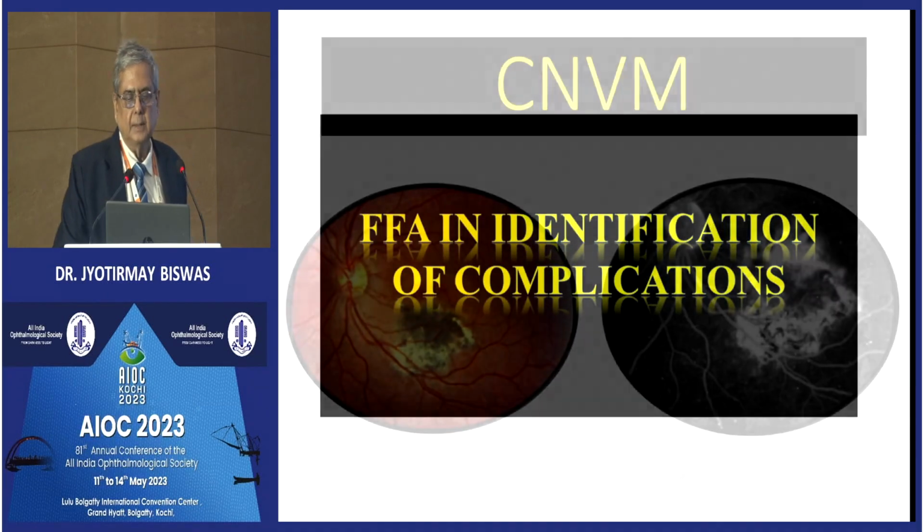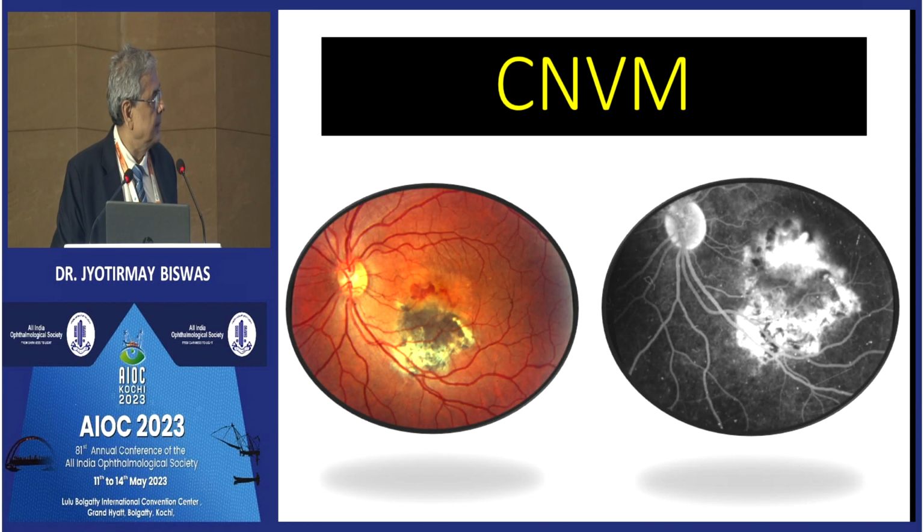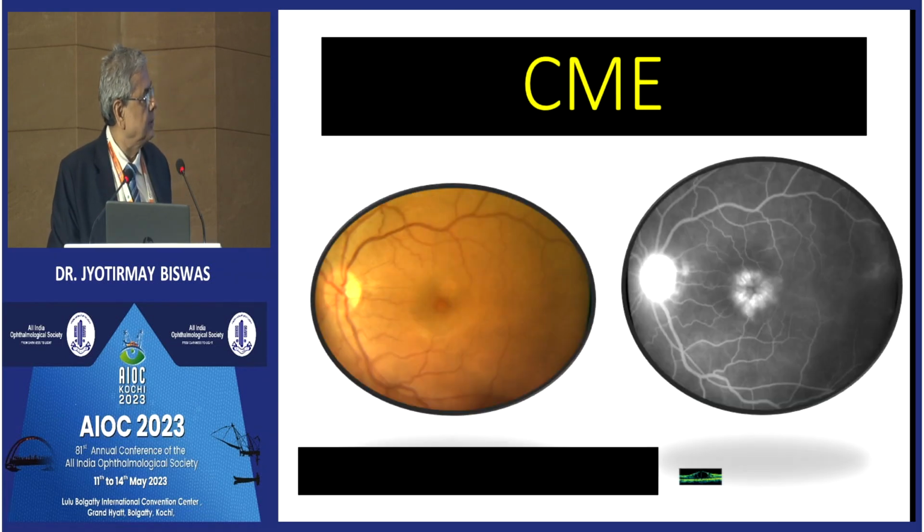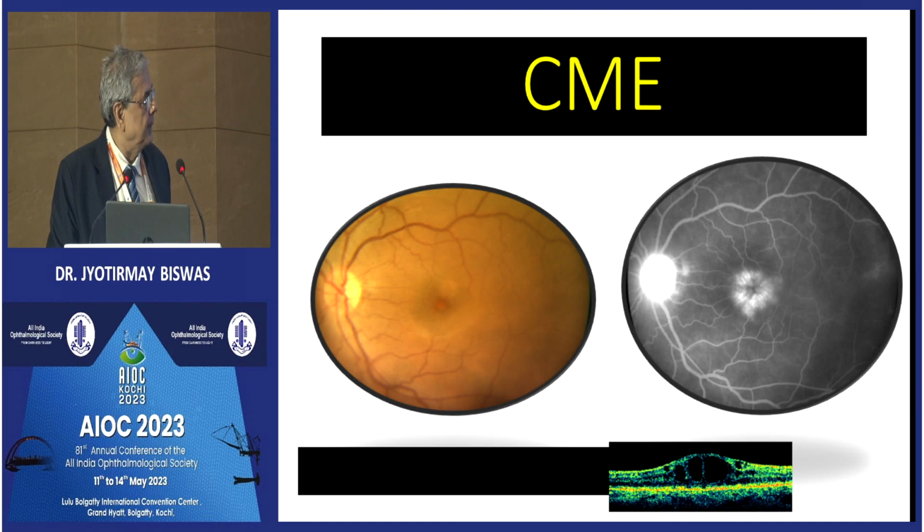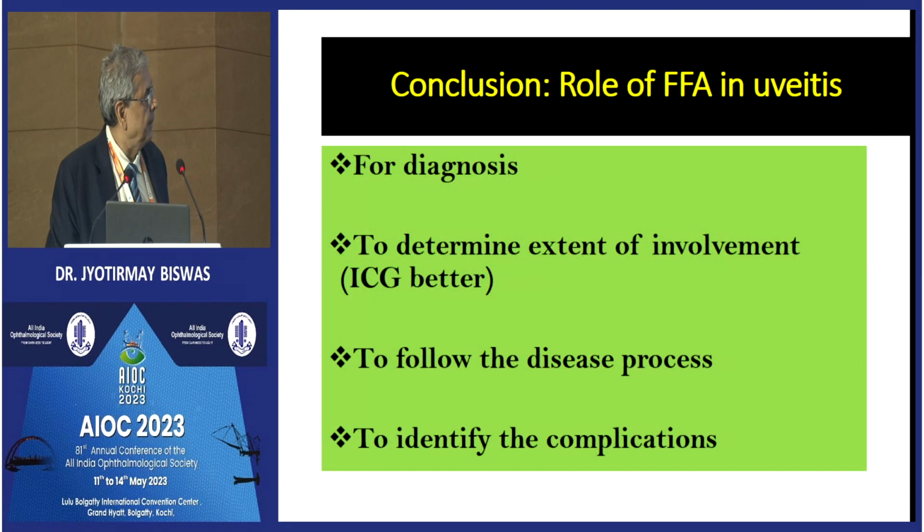FFA can identify several complications, like here is a CNVM. This I have taken a long time back, about 20 years back. I took the photograph, and at that time OCT was not there. On the fundus fluorescein angiogram, lacy hyperfluorescence was seen. In the case of cystoid macular edema, OCT is better to monitor the disease process, but fundus fluorescein angiogram can show petaloid hyperfluorescence.